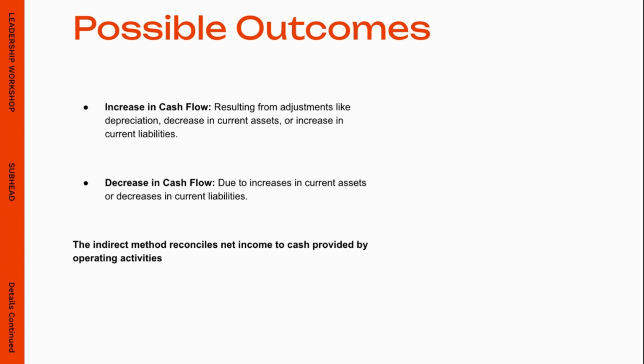So I'm going to repeat the possible outcomes and go through the list of it. An increase in cash flow results from adjustments like depreciation, a decrease in current assets, or an increase in current liabilities. A decrease in cash flows is due to an increase in current assets or a decrease in current liabilities. The indirect method reconciles net income to cash provided by operating activities.